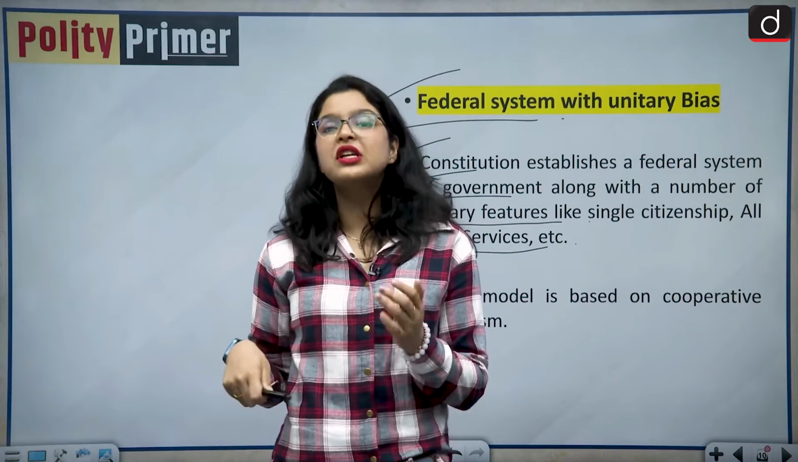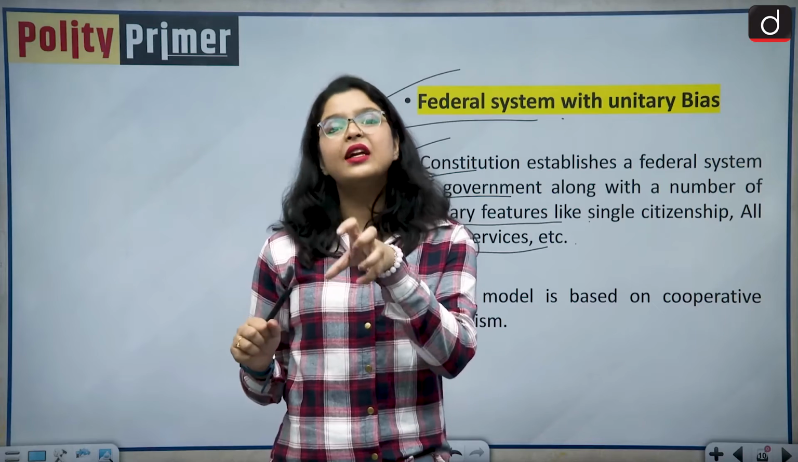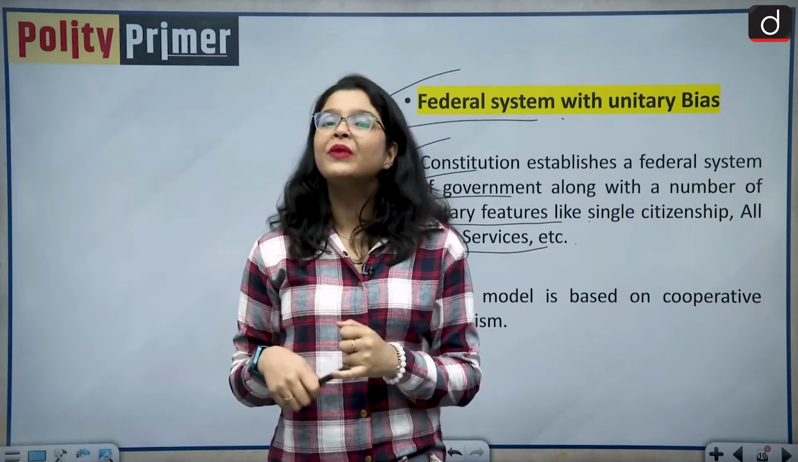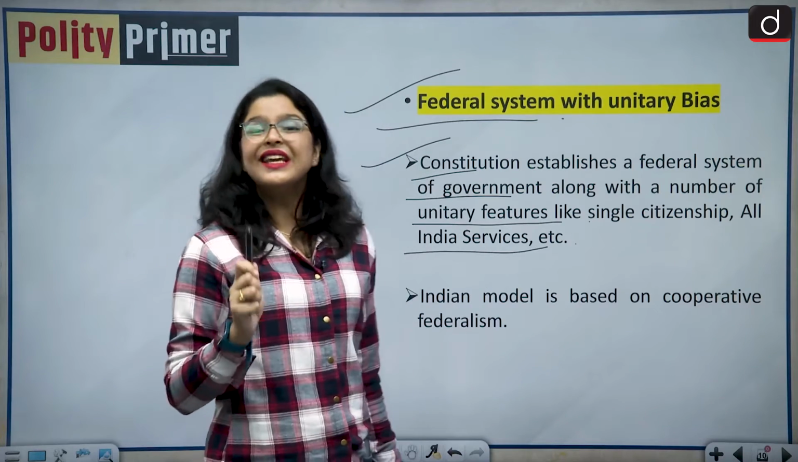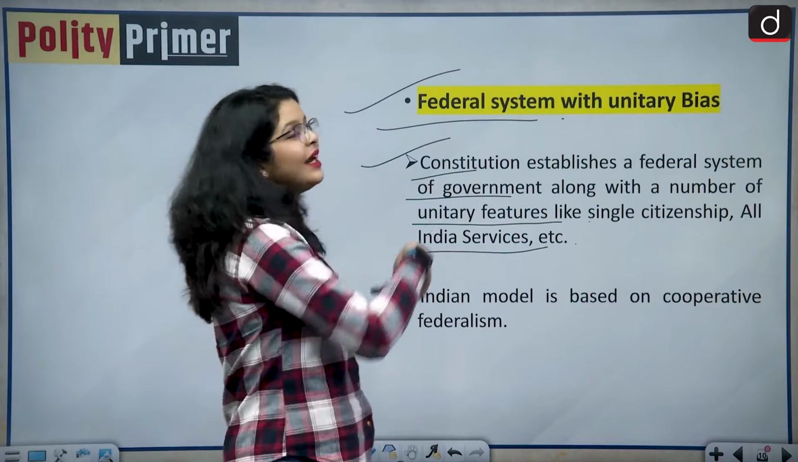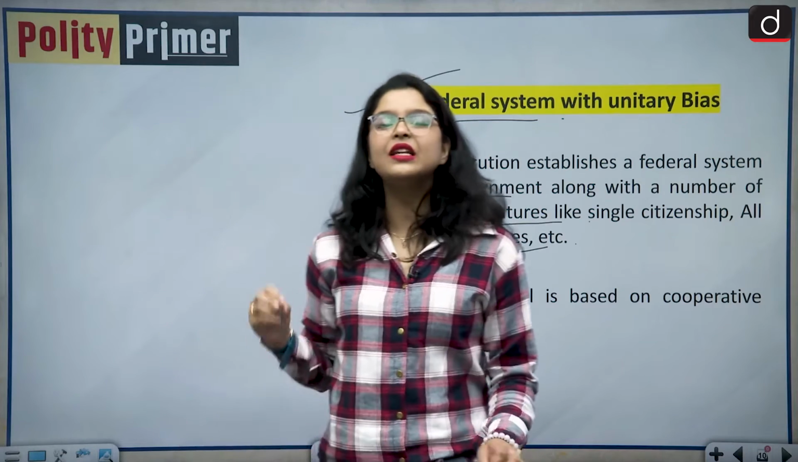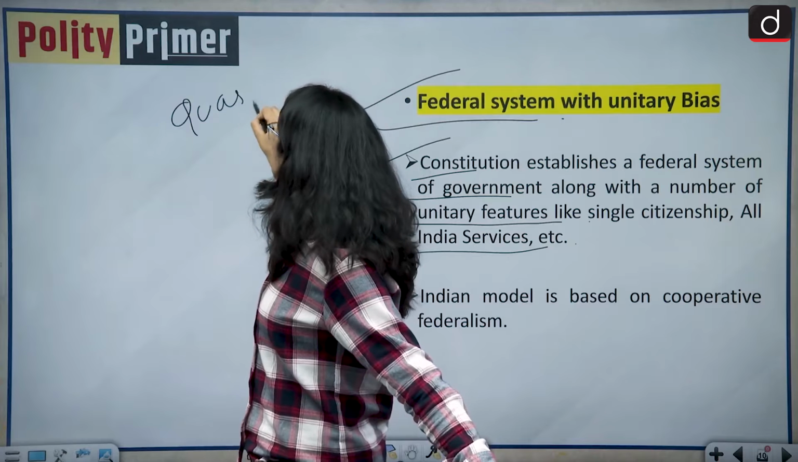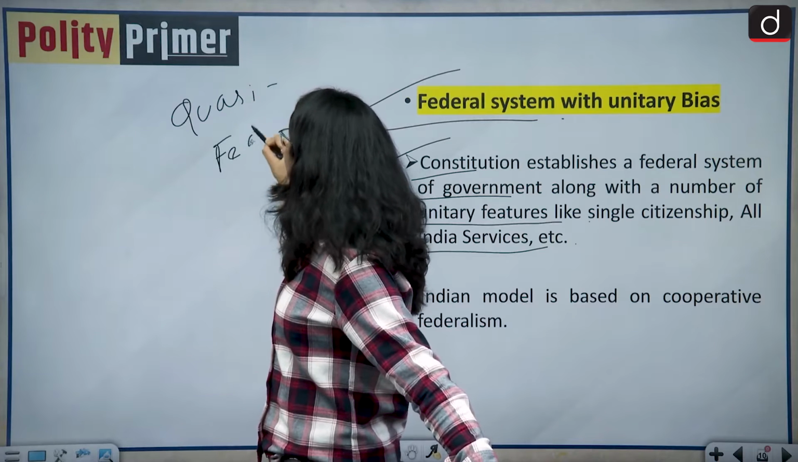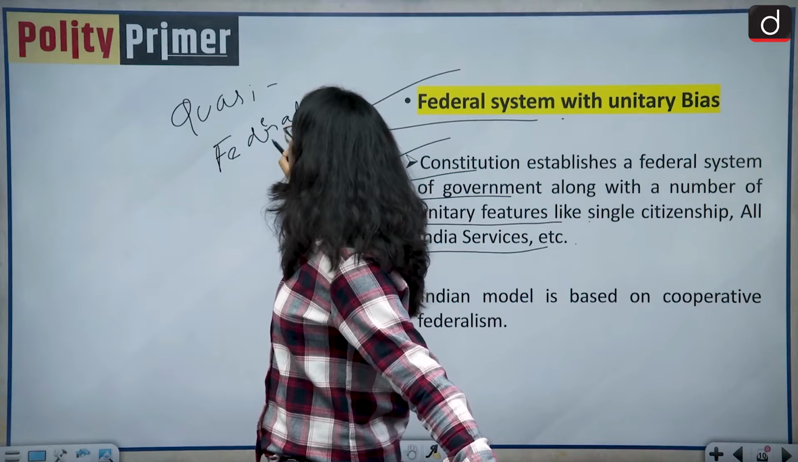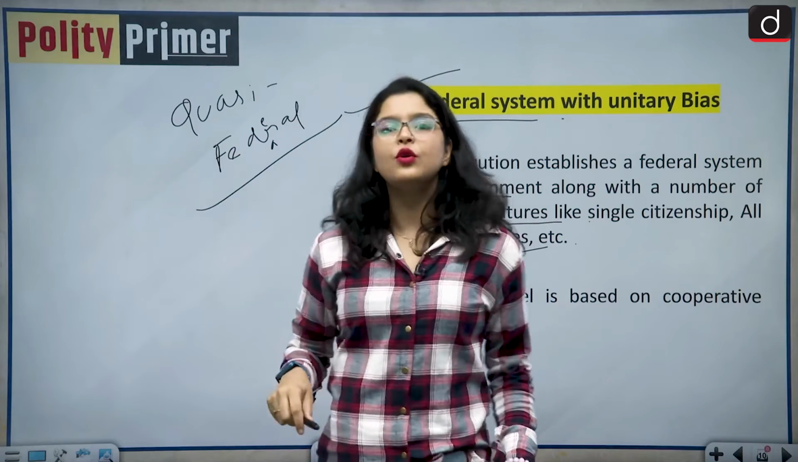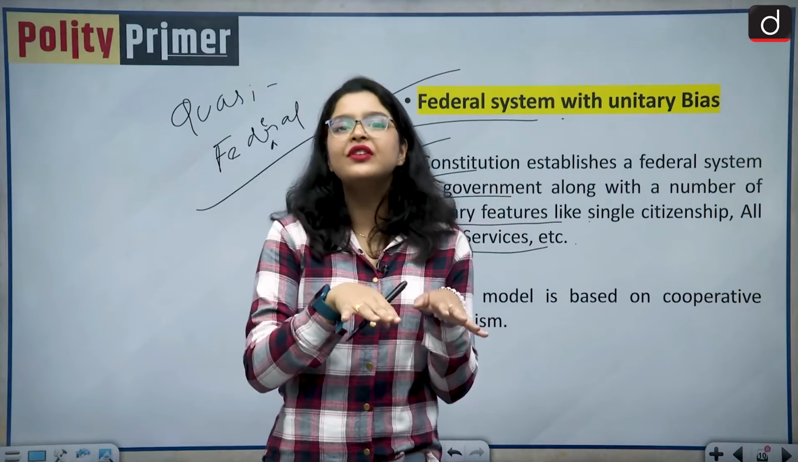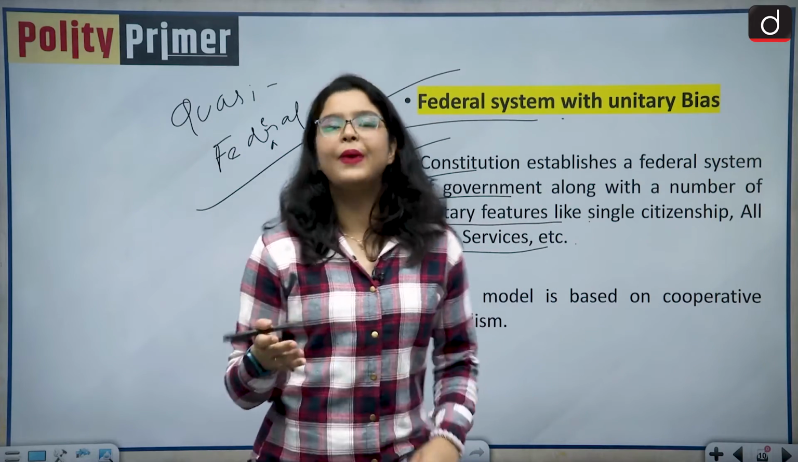Then we have the emergency provisions in which it is like a unitary form of government. So that is why our constitution is federal in some aspects, but it has a unitary bias, and that is why our Indian constitution is also known as quasi-federal in nature. It is a blend of federal features with a unitary bias in it.